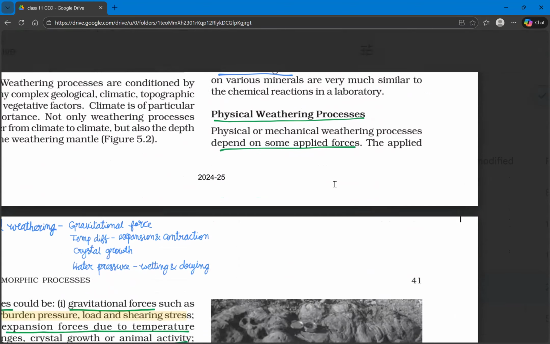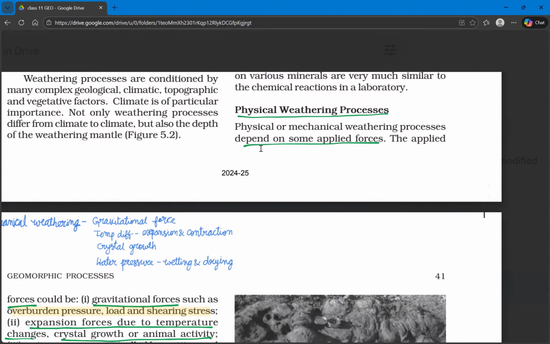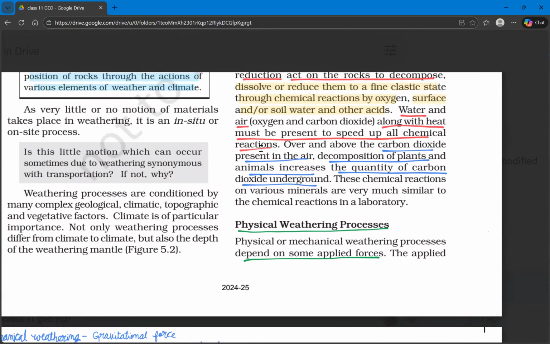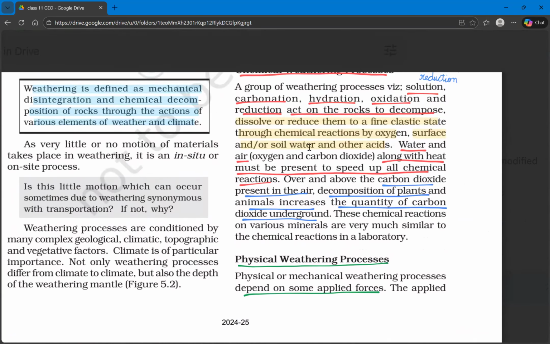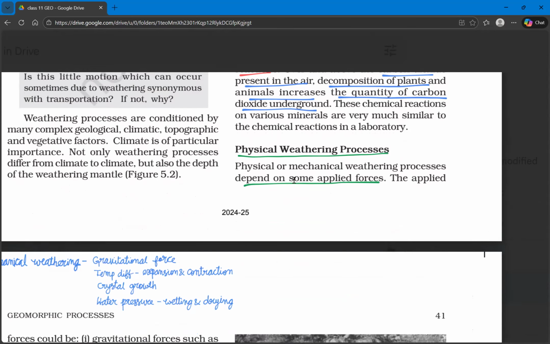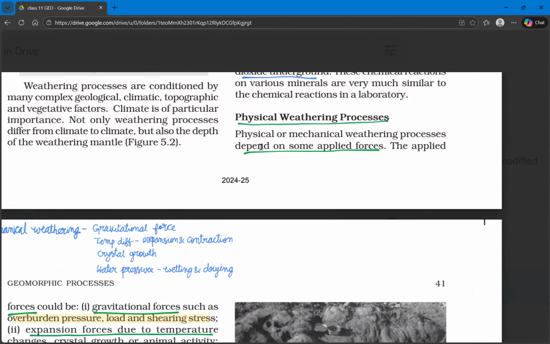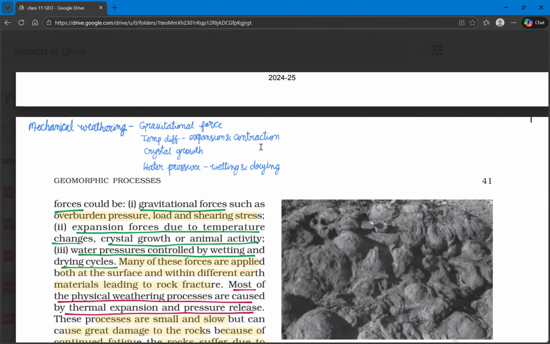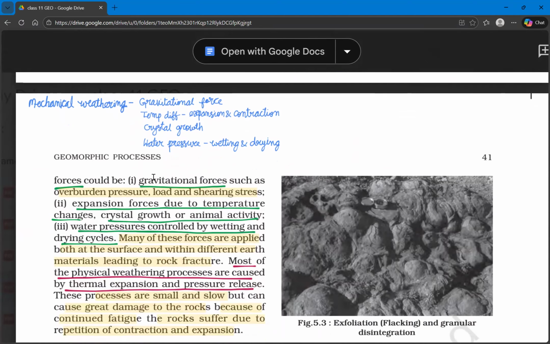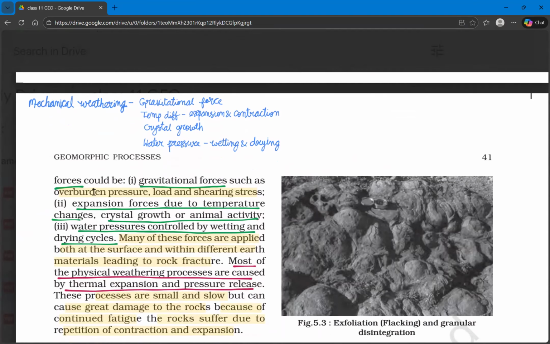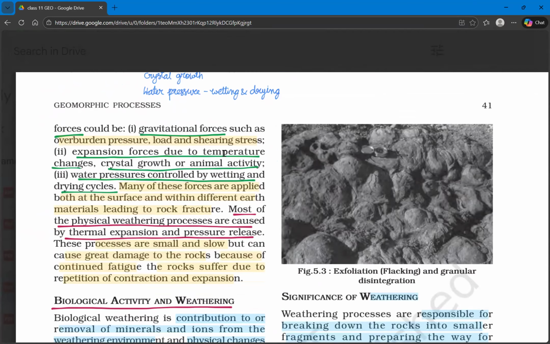And the next category is the physical weathering process. Physical or mechanical weathering processes depend on some applied forces. So under chemical, it is based upon chemical reactions, but under the physical weathering process, it is dependent on some applied forces. The applied forces could be gravitational force, such as overburden pressure or load or shearing stress. These are gravitational forces. And the next one is expansion forces due to temperature changes, crystal growth, or animal activity.